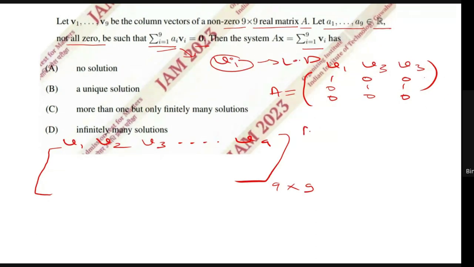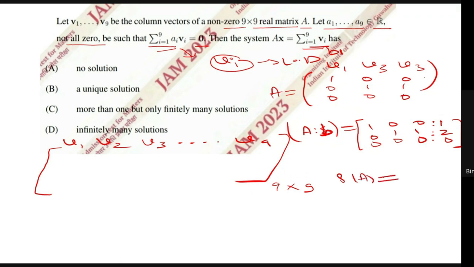They make this type of matrix, like summation vi, I am saying this is B. So the augmented matrix A augmented B can be formed as 1 0 0, 0 1 0, 0 1 0. Now B is the summation of vi, that is 1, 2, 0. Now you can see when the vi's are LD, the rank of A cannot be equal to n. Because these are LD, if this is 3×3, then rank of A is always less than n.